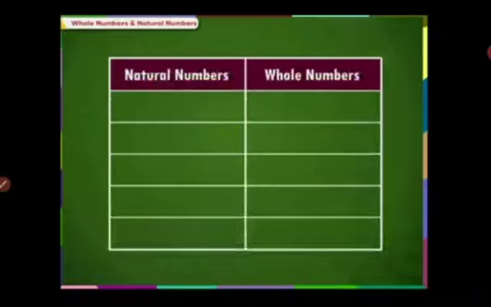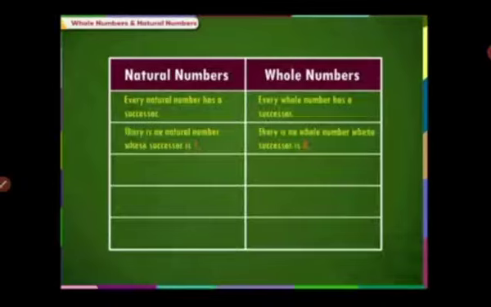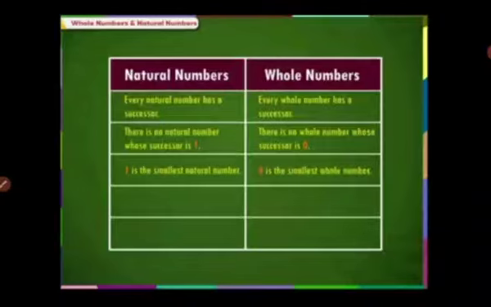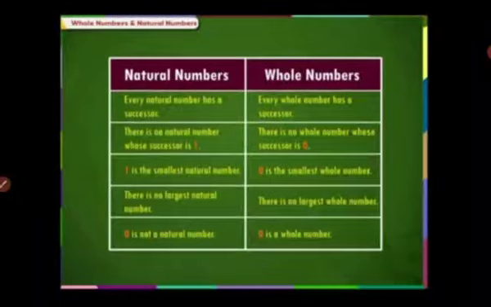Let us revise natural numbers and whole numbers by comparing them in a tabular form. Every natural number and whole number has a successor. There is no natural number whose successor is 1, and there is no whole number whose successor is 0. 1 is the smallest natural number, and 0 is the smallest whole number. There is no largest natural number, and similarly, there is no largest whole number. 0 is not a natural number, but 0 is a whole number.